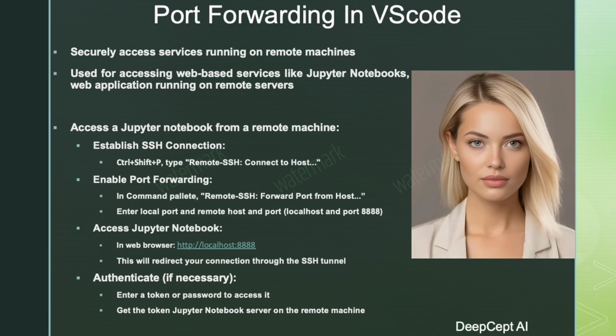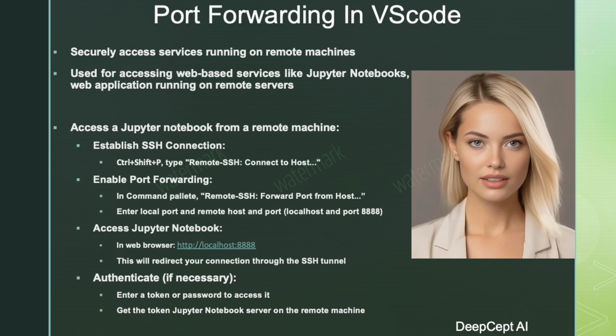Port forwarding in Visual Studio Code, VS Code, enables secure access to services running on remote machines from your local development environment. By configuring port forwarding through the Remote SSH extension, you can redirect traffic from a local port on your machine to a port on a remote machine via an encrypted SSH tunnel. This functionality allows you to interact with remote services, such as Jupyter Notebooks, as if they were running locally without exposing them to the public internet.